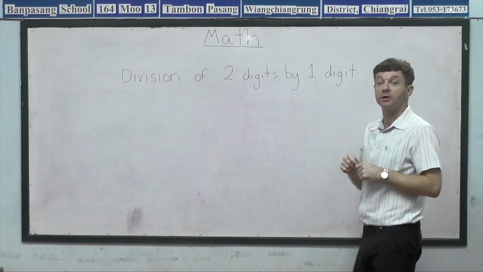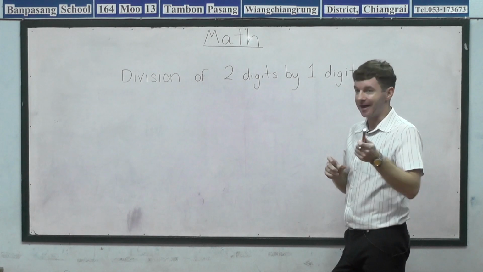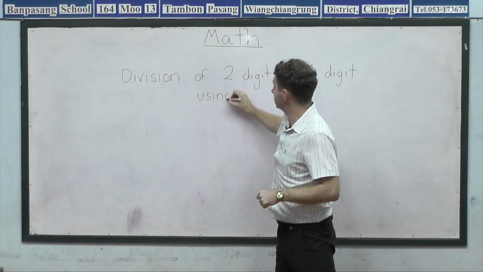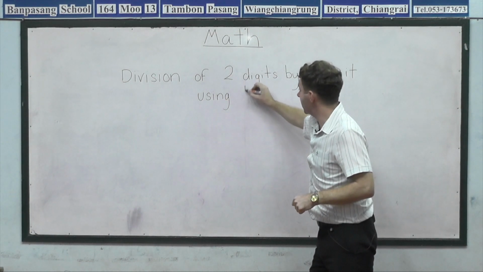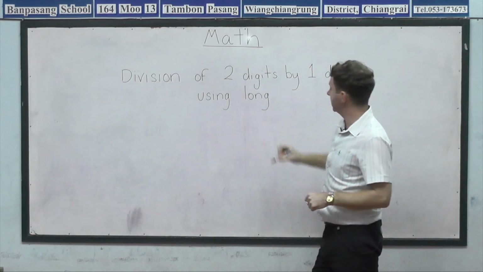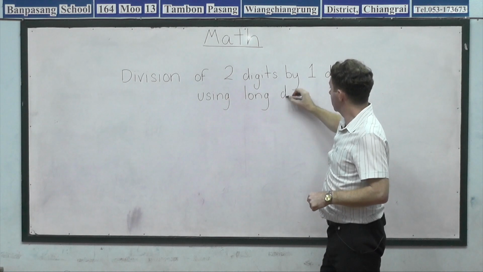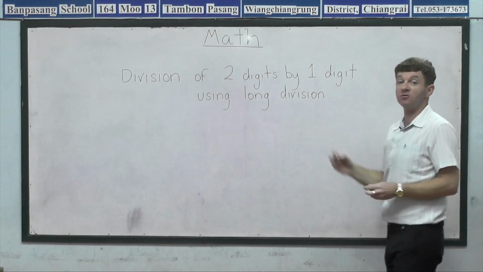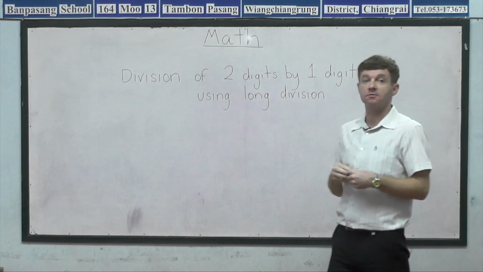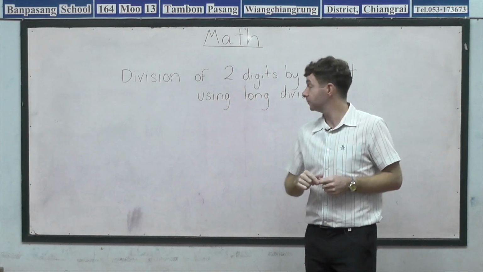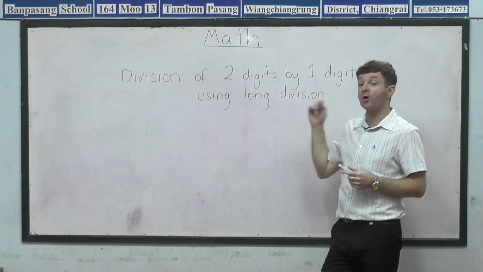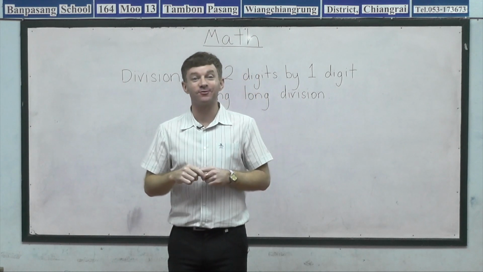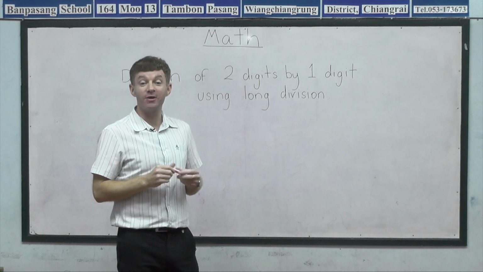And what format did we use? Excellent. Using, U-S-I-N-G. Using long, L-O-N-G. Division. Division of 2 digits by 1 digit using long division. And now I would like a volunteer. Who would like to join me to help me recap the previous lesson?